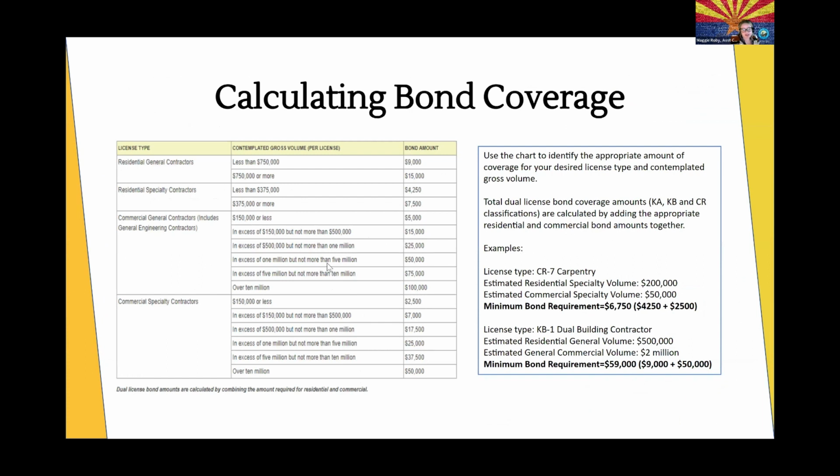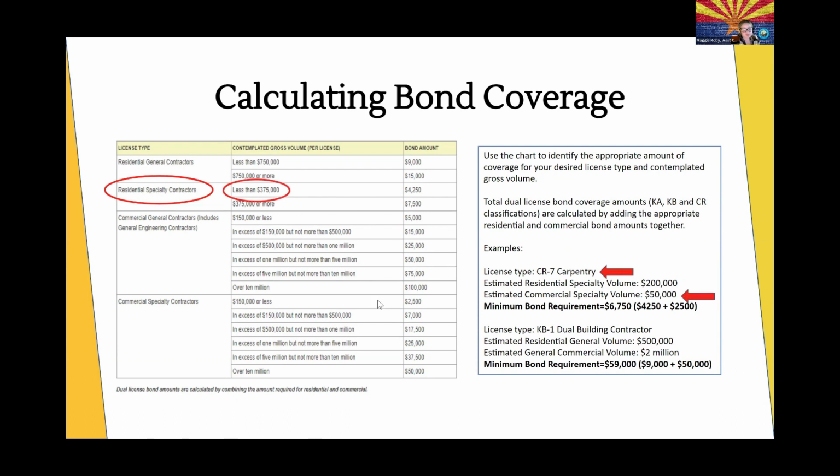There is a table that you will see here that helps you to calculate your bond coverage. If you are applying online through our portal, it's going to advise you to select your estimated volume for your license for the year, and then that determines what your minimum bond requirement is. So with a CR7 license that we had listed previously, if we said that your estimated residential specialty volume was 200,000, then the minimum requirement for your bond would be 4,250.